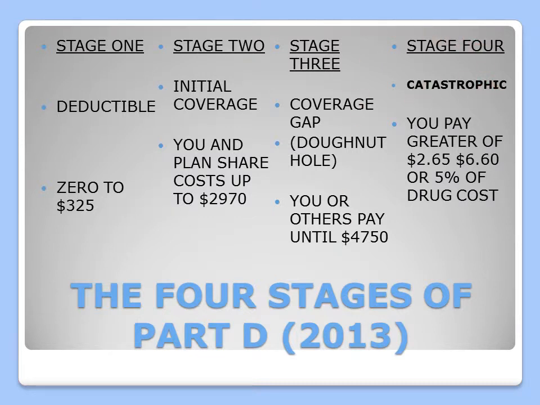During the catastrophic coverage, you pay the greater of either $2.65 for the generics and $6.60 for the name brands, or 5% of the drug cost, whichever is higher. So that's just a breakdown of the 4 different stages of a Part D plan.